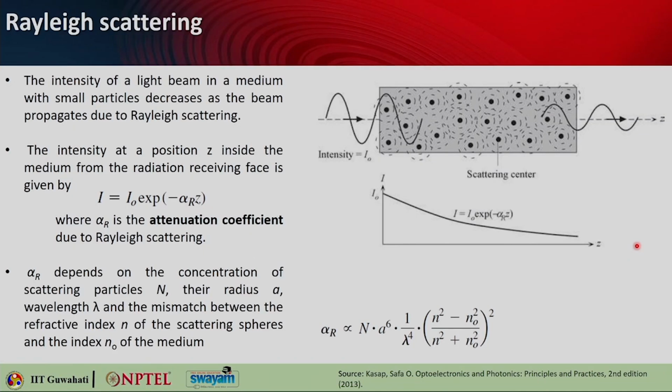Okay? And what are the factors that decide this alpha r? Alpha r basically depends on the concentration of the scattering particles, capital N, the size, which means the radius a, then the wavelength of the light that is incident, and the mismatch between the refractive index of the scattering spheres and the index n naught of the medium. So, that difference will also appear in this particular term. That will decide the attenuation constant for Rayleigh scattering.